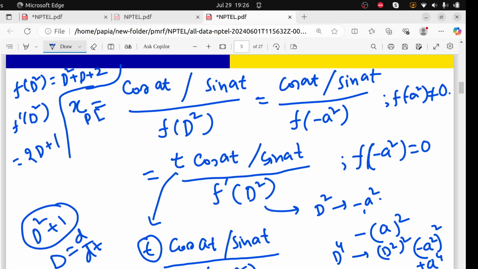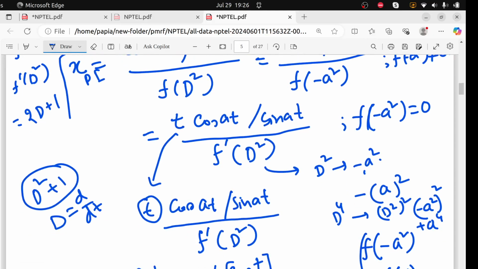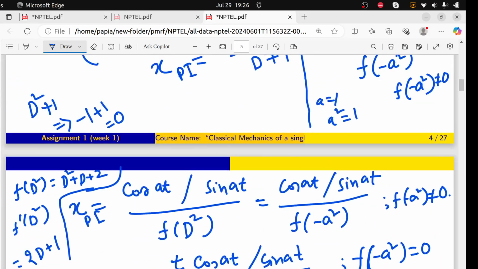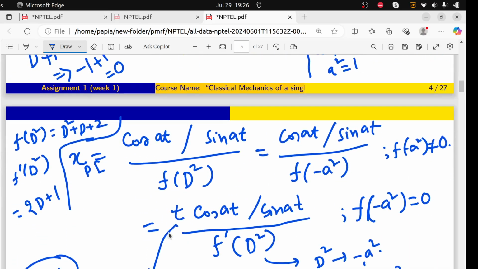Okay? Yeah. So if I am talking d square equals to minus a square, then I can see that it is minus 1 plus 1. So it is coming as 0. So the first rule I am not going to use. So the second rule I have to use.